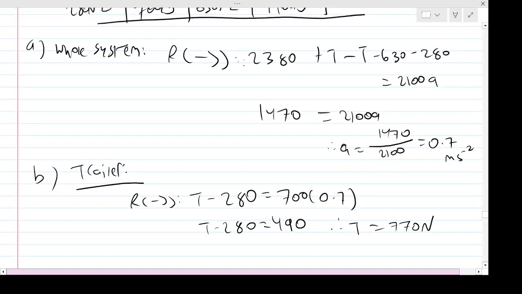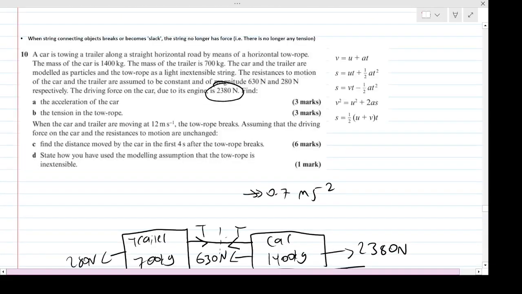There we are. Cool. Now part C, this is where things get interesting, and this is the point I want to raise as well. When the car and the trailer are moving at speed 12 meters per second, the tow rope breaks. The tow bar connecting them breaks. Assuming that the driving force on the car and the resistance to motion are unchanged, work out the distance 4 seconds after the tow rope breaks. Again, it's going to involve SUVAT, hence I've got the SUVAT equation here, because it's talking about distance, time and speed. We can only work that out using SUVAT.